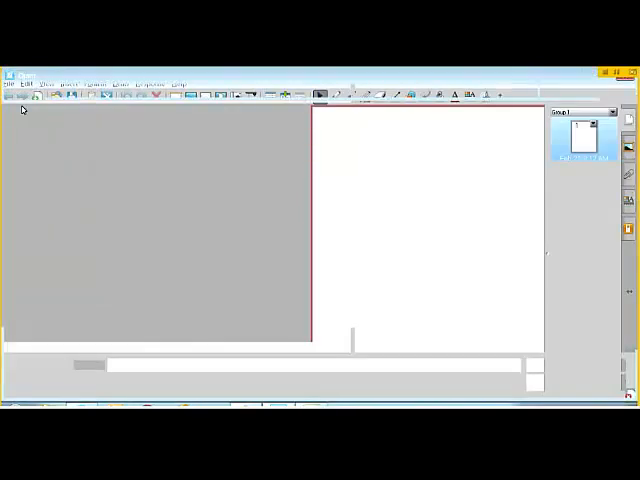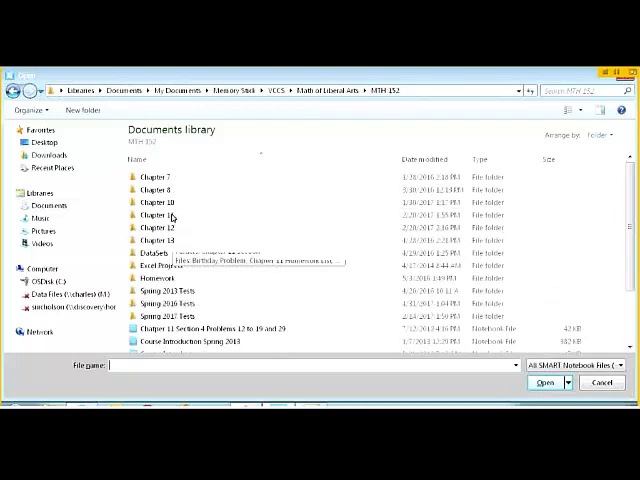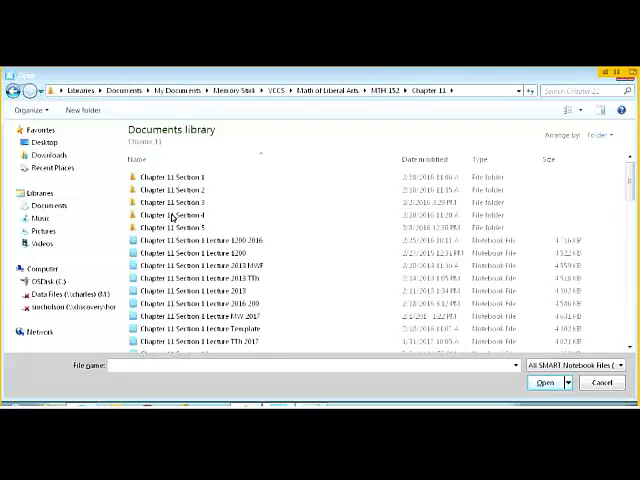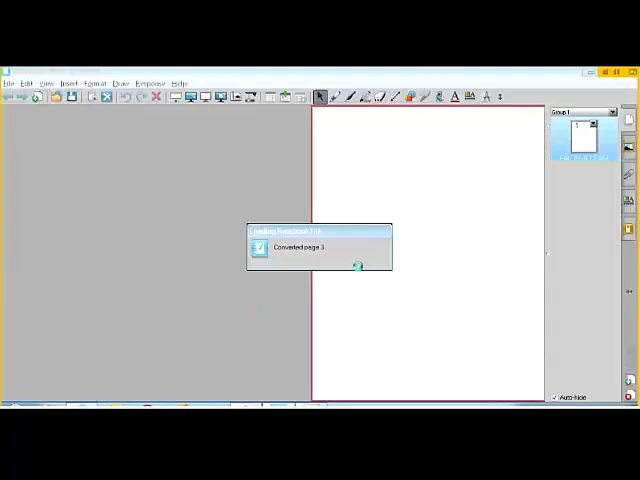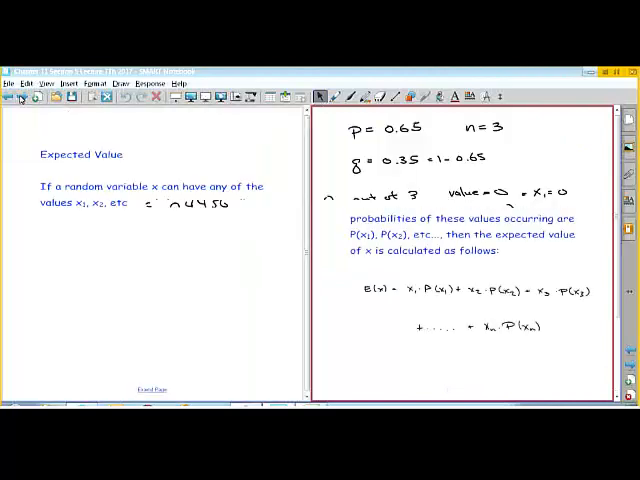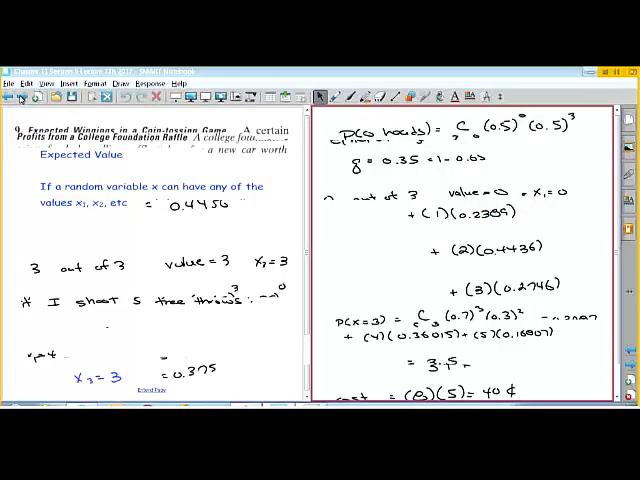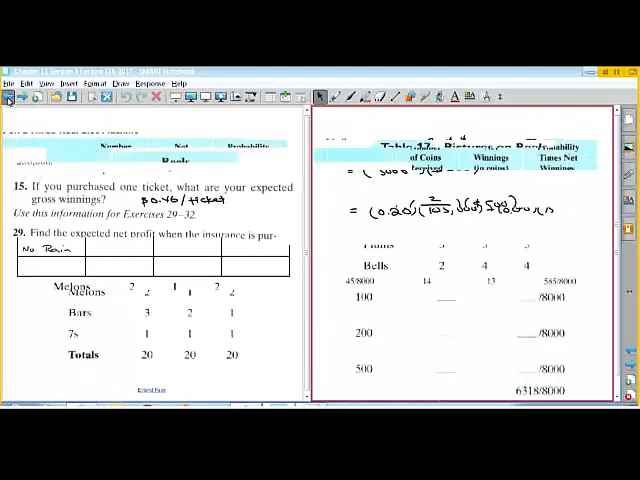So I'm going to say one last thing about Chapter 11, Section 5. There was one example that we didn't go over, and it's actually in the book, but I thought I'd talk about it.